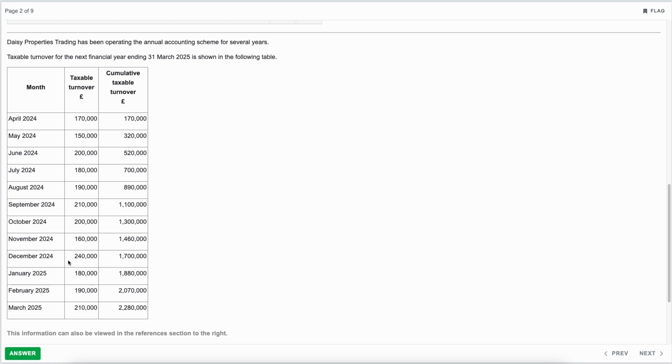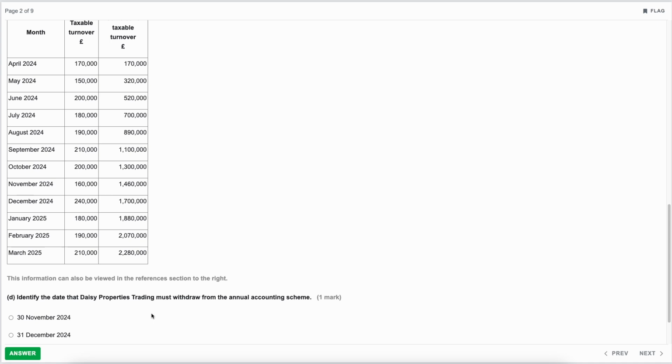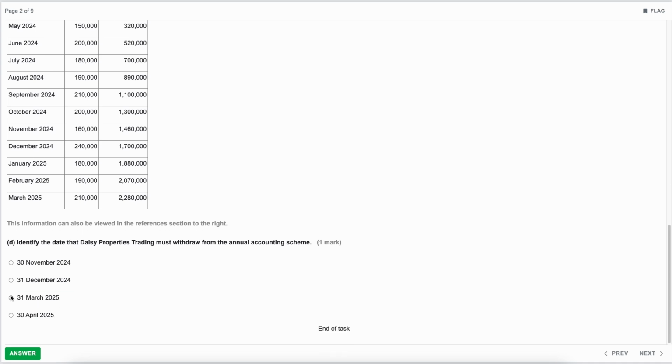So if they went over in December, as it looks like they do on here, they wouldn't have to come out at the end of December. They would have to leave the scheme at the end of that business's financial year. It states here that the end of the financial year for this business is the 31st of March 2025. So they therefore have to leave the scheme on the 31st of March 2025. So scrolling down, it would be 31st of March 2025.